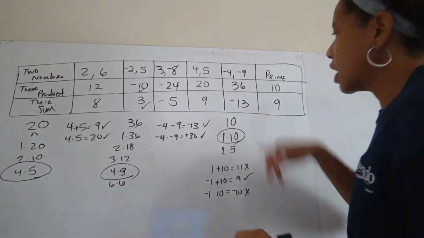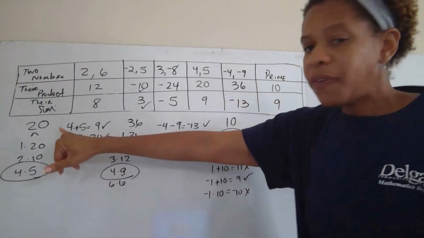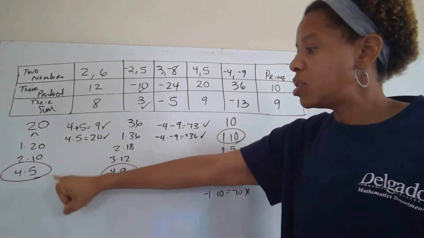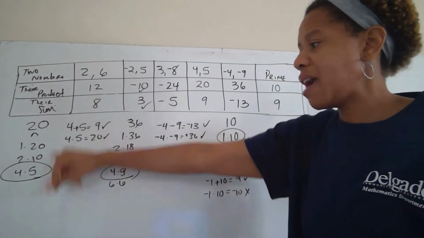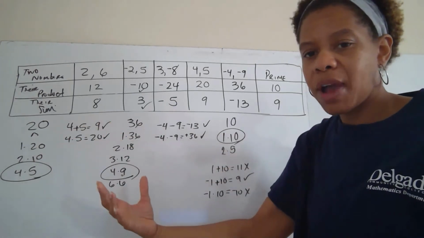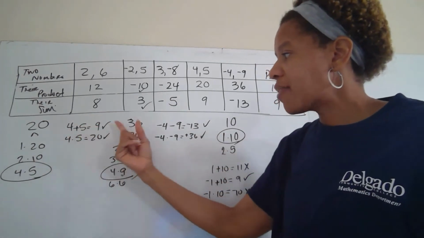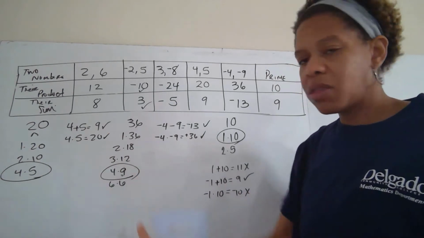All right. So let's look at 20. When we do the factors of 20, we get 1 and 20, 2 and 10, 4 and 5. Well, the pair that can create a 9 in that list is the 4 and the 5, right? So 4 plus 5 can give us 9, and if you multiply them together, they'll give you the 20.